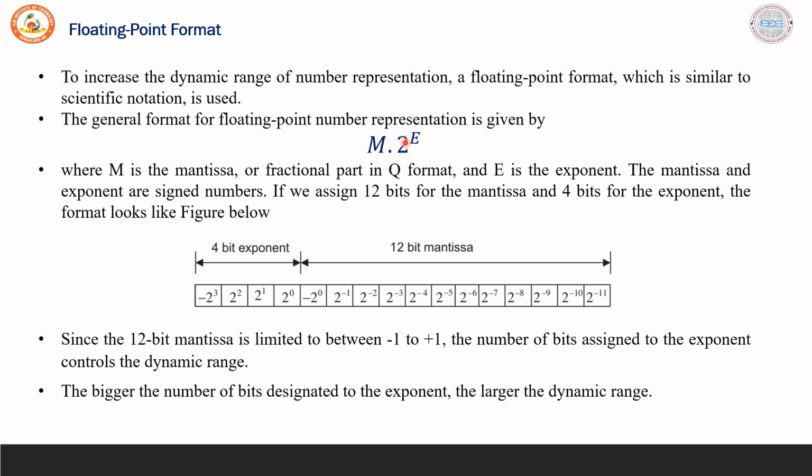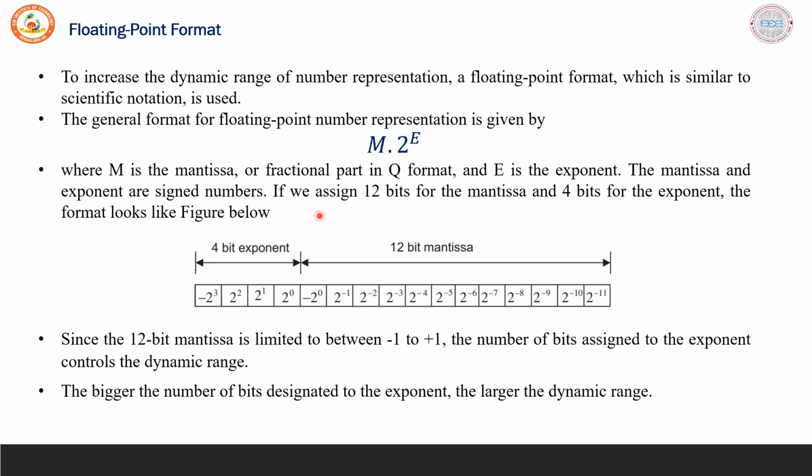2 represents that the number is base 2. M will be the mantissa and E will be the exponent. So M is called the mantissa, or the fractional part in Q format, and E will be the exponent. The mantissa and exponent are both signed numbers.